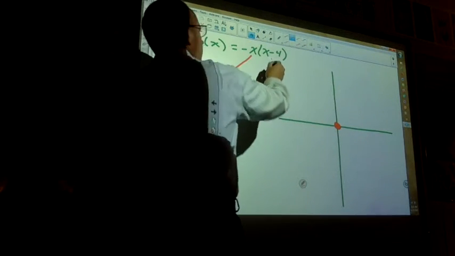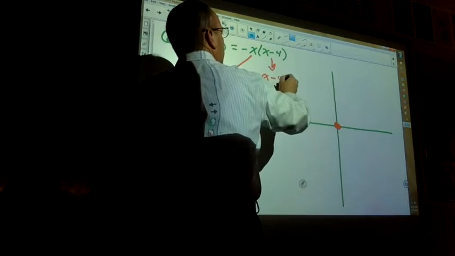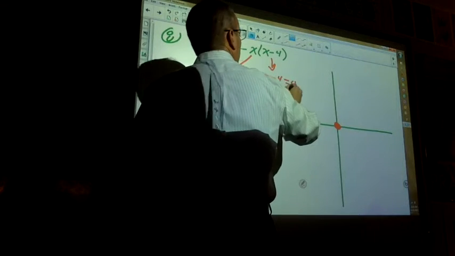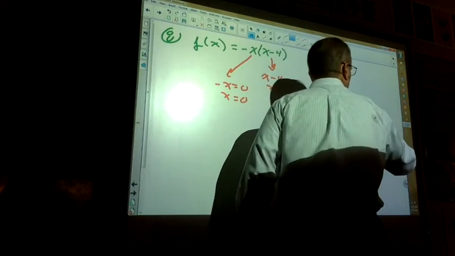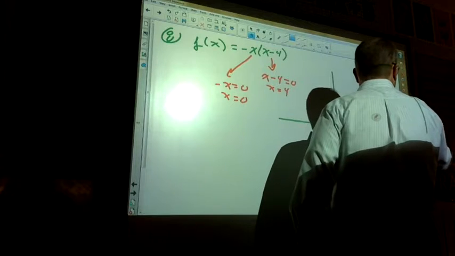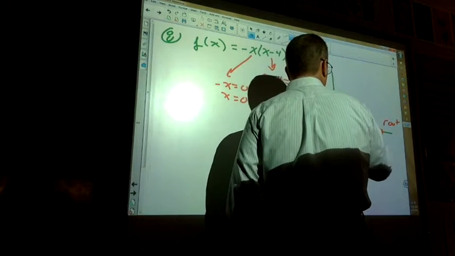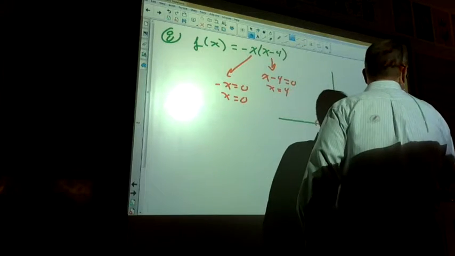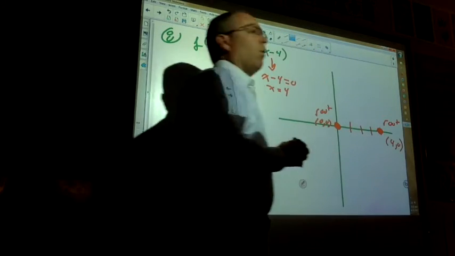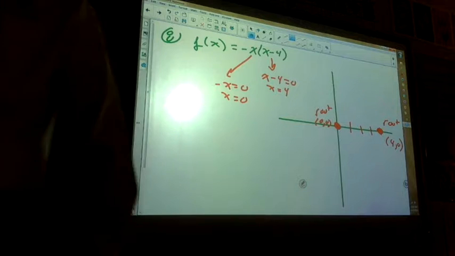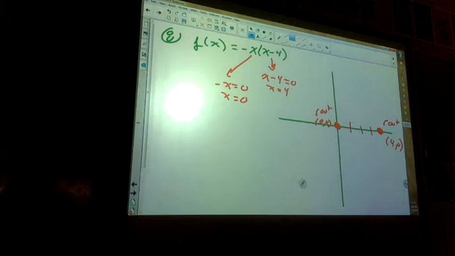What do I do with this one? That equals, so x equals 4. There's my other root. So one root's at 0, 0, and the other root is at 4, 0. Agreed? Yeah. So I did this in standard form. That works here. I just multiplied. Oh, you multiplied the negative. Okay, cool. Does this open up or down?